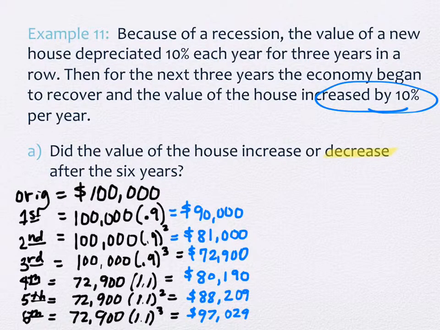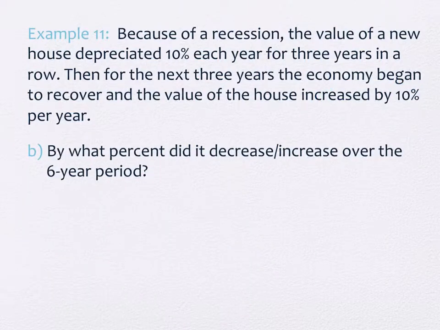Now, the more interesting idea is that we did this sort of a weird thing where we picked the value of our house as $100,000. So on part B, it wants to know by what percent did it increase or decrease over the 6 year period? So how would I find that? You just find out what percent. Right, and we did some problems like that before, right? As proportions. I'm looking for a percent.